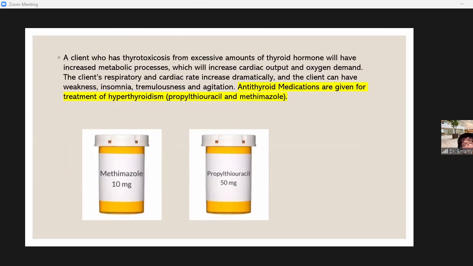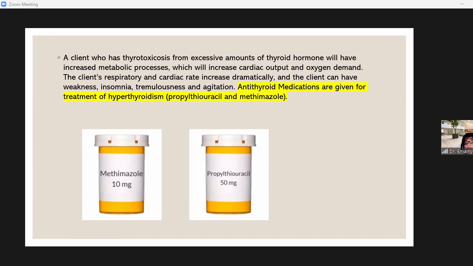Treatment of hyperthyroidism. If a patient has an abnormally hyperactive thyroid, hyperthyroidism, you can give your patient methimazole or propylthiouracil. Both of them block formation of thyroid hormone. How do you know they are working? The patient will have a better quality of life. Remember thyroid hormones increase the body's metabolic rate.